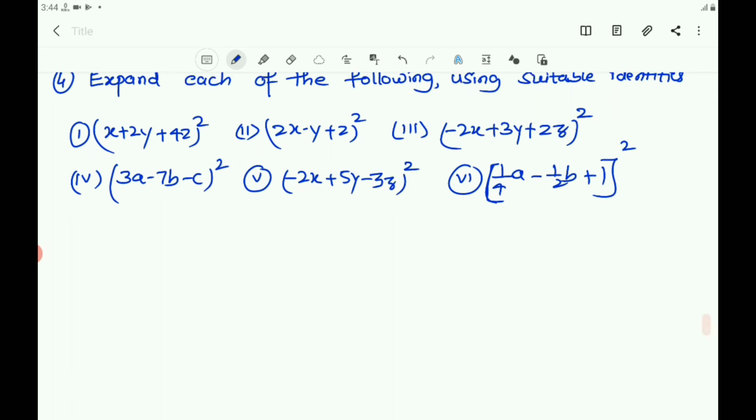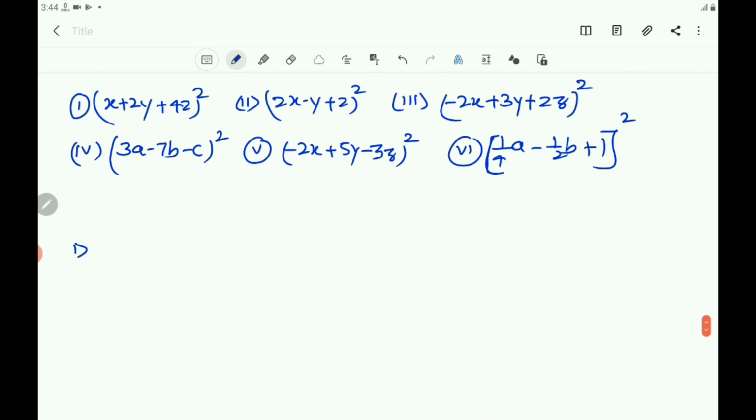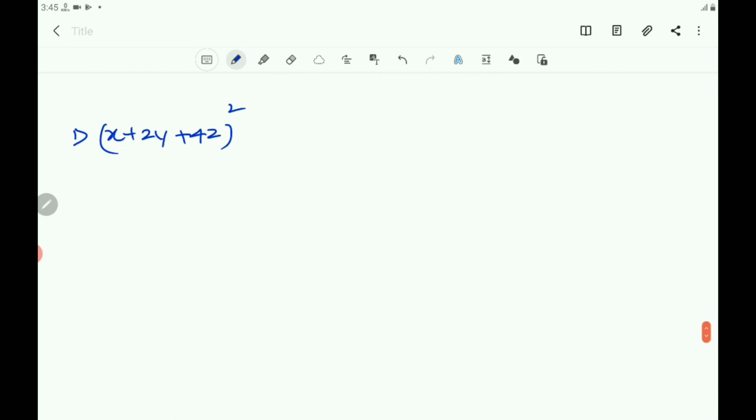Now let us take one by one. First one is (x + 2y + 4z)². It is in the form of (x + y + z)², and if it is not in the form of (x + y + z)², you must bring that to the form of (x + y + z)².